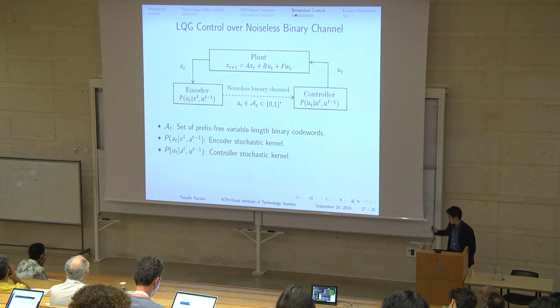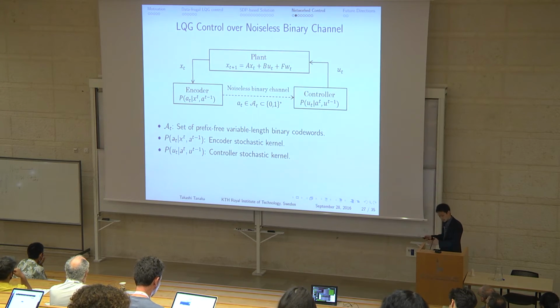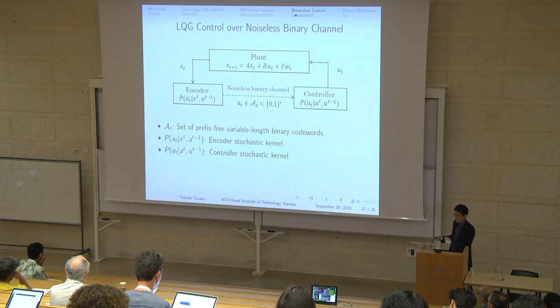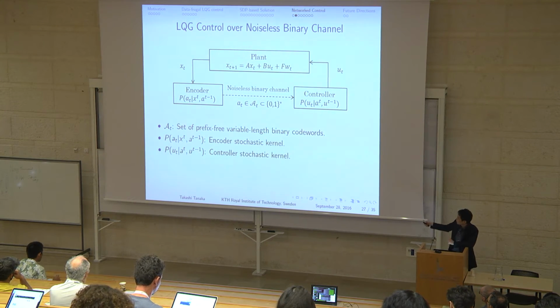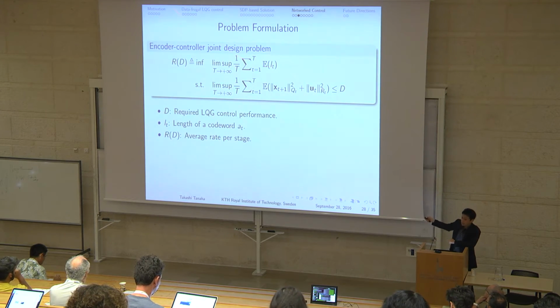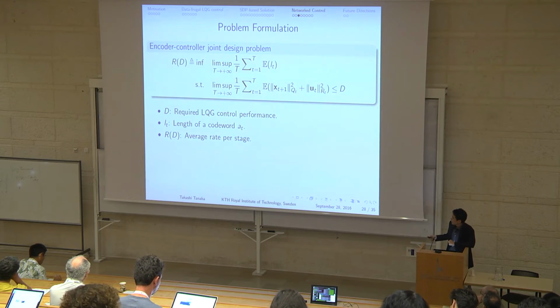So for instance, what happens here is that at some time instant, the code word could be something like 101, while in the next time step it could be like 11010 or something like that. And your purpose is to jointly design this encoding and the controlling scheme in such a way that the expected code word length is minimized. So this is the data rate, and this is the definition of the data rate.